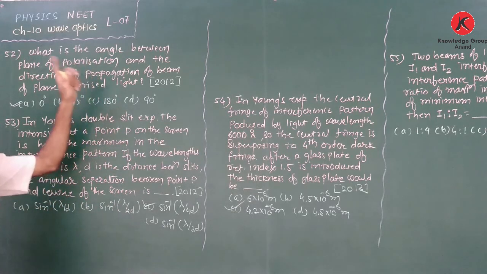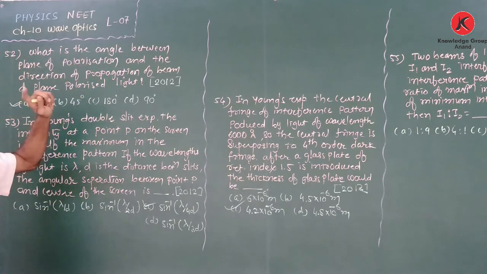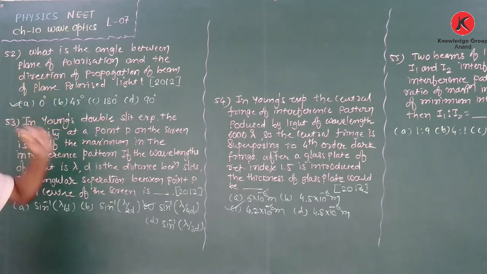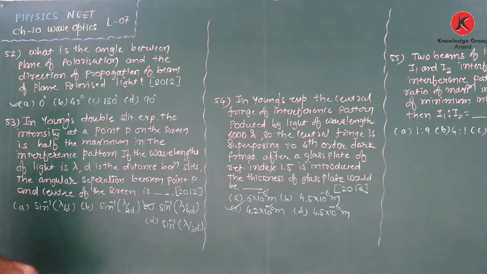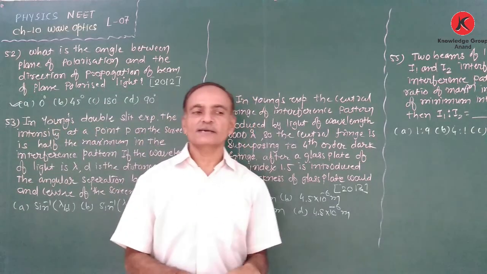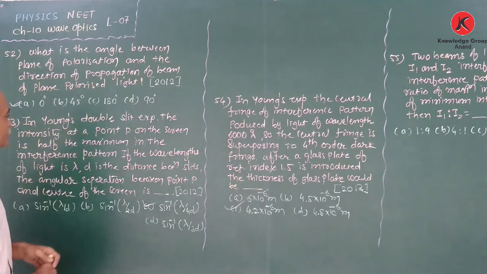Again, read the question carefully. What is the angle between the plane of polarization, that means the plane in which the polarized light is obtained, and the direction of propagation of the beam of plane polarized light? Both are in the same direction, therefore the angle theta is equal to 0.